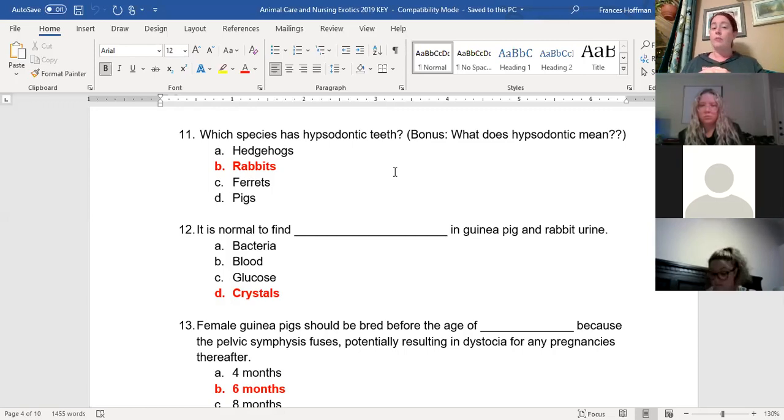It is normal to find crystals in guinea pig and rabbit urine. So they naturally do produce crystals in their urine. Some of it is discussed that they don't get enough activity, and so we can get very sludgy urine. It's kind of like how salad dressing works, in that the solids of salad dressing sink to the bottom, and we can end up with crystals and in some cases even stones in the animals that don't get enough activity.